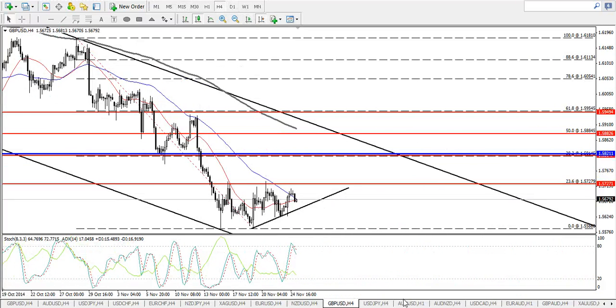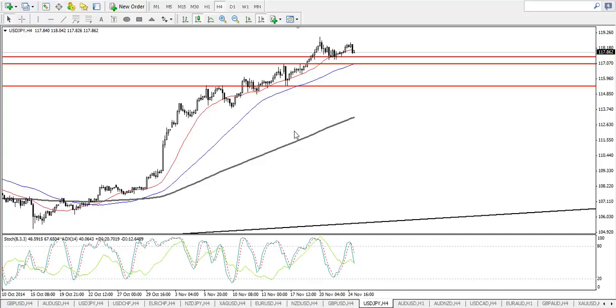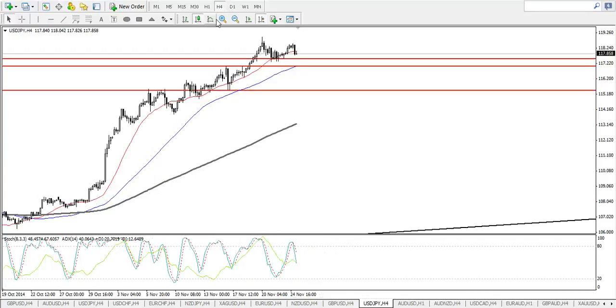So yes, that's for the pound against the US dollar. Next, we have the dollar against the yen. Price has actually fallen a little bit this morning during the speech by Bank of Japan's Kuroda.